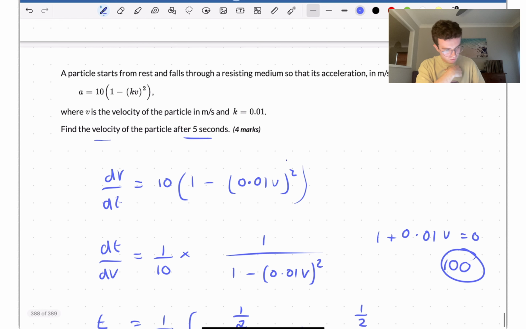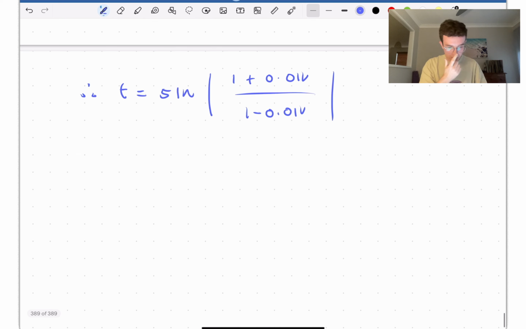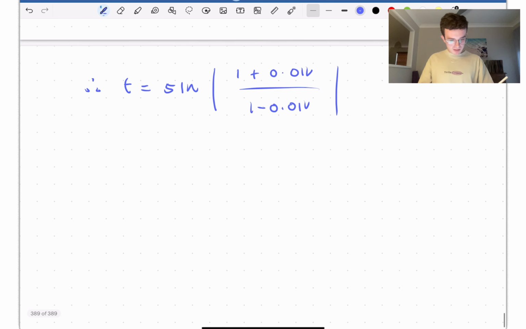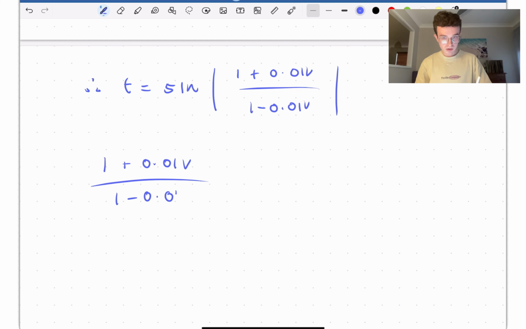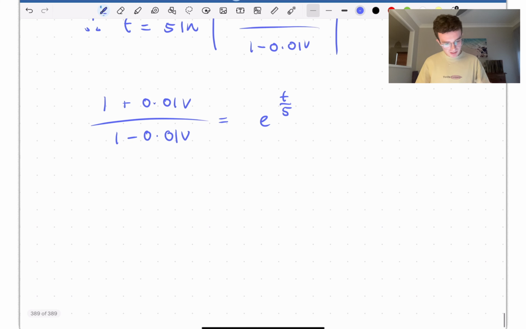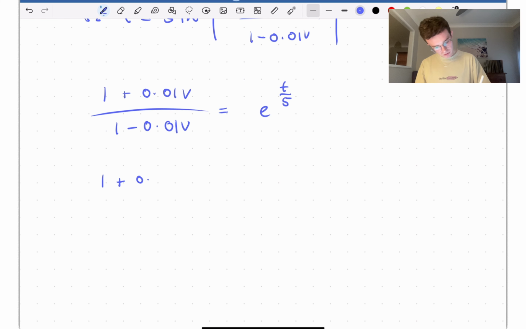And let's think, what do we want? We want to know the velocity after 5 seconds. So we do need to make velocity the subject of this. Let's have a go at this. So we divide the 5 over, let's raise it to the power of e. So 1 plus 0.01 v over 1 minus 0.01 v is equal to e to the t on 5. And we want to make velocity the subject. So 1 plus 0.01 v is equal to e to the t on 5 minus 0.01 v e to the t on 5.